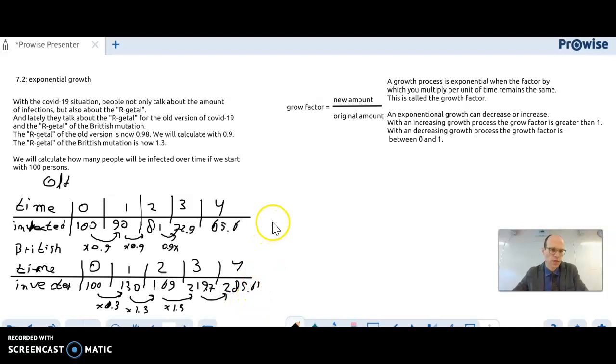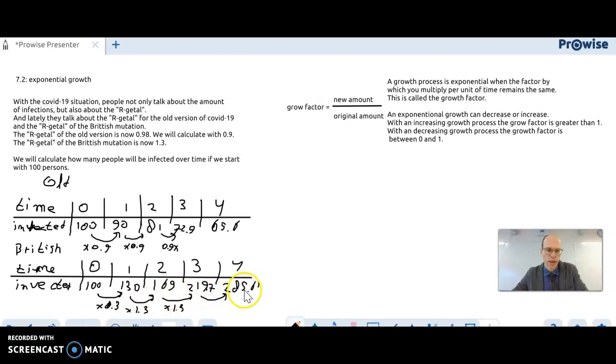So here we have an example of a decreasing exponential growth. The growth factor is between 0 and 1, and it goes down less quickly at the end than in the beginning. And here we have an exponential growth that is increasing, the growth factor is greater than 1, and you can see that the number first goes up slowly, but then the amount gets bigger and bigger all the time.